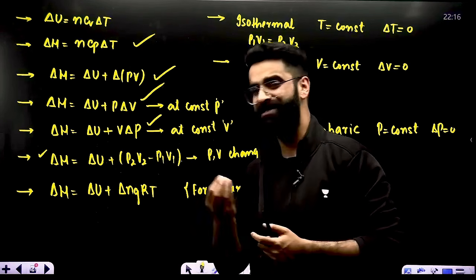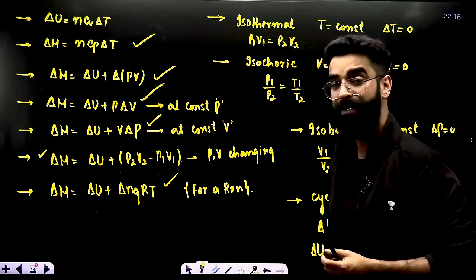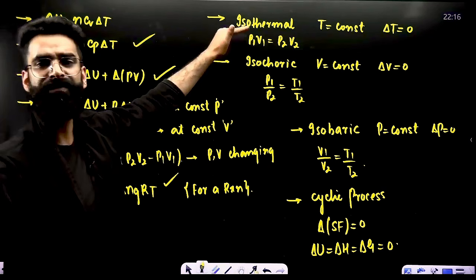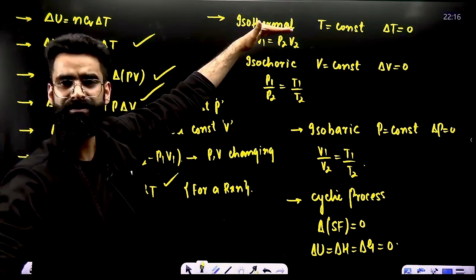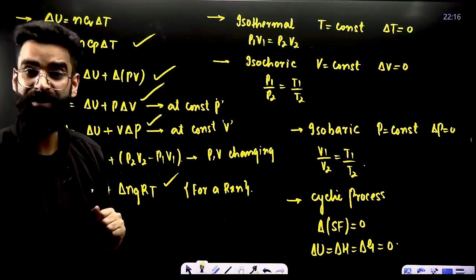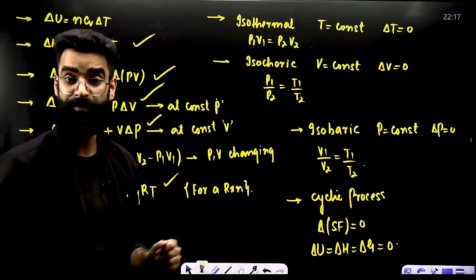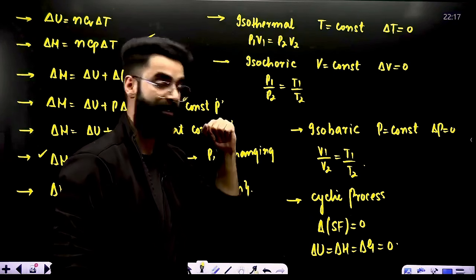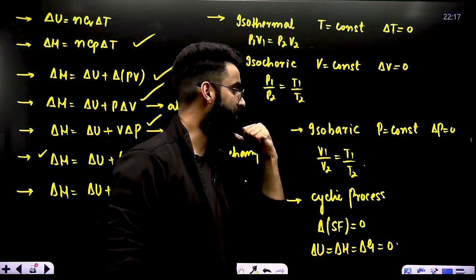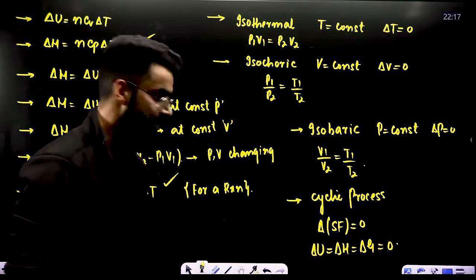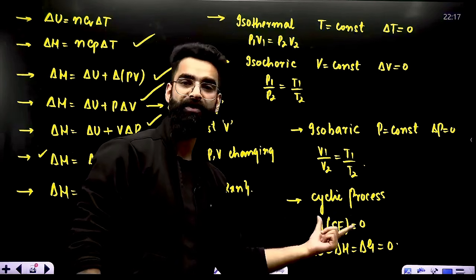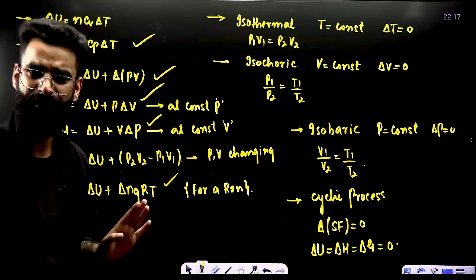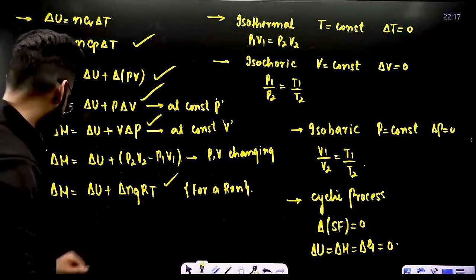For a particular reaction which is carried out at a particular temperature, delta H is equal to delta U plus delta NG RT. Similarly, in case of isothermal processes, temperature of the system is constant, and if the ideal gas undergoes an isothermal process, it has to follow this equation: P1V1 is equal to P2V2. If the ideal gas undergoes an isochoric process, volume constant, then it has to follow this particular equation. If the ideal gas undergoes an isobaric process, it has to follow this particular equation. And similarly, in case of cyclic processes, change in the value of a state function is always 0. Therefore, delta U, delta H, delta G are all 0 when it comes to cyclic processes. I mean, delta U net, delta H net, etc.